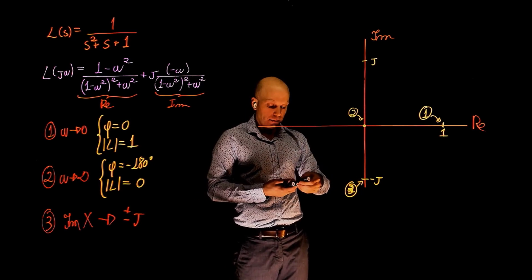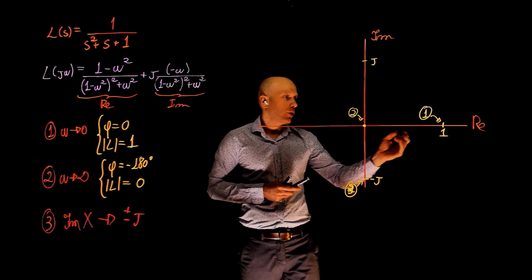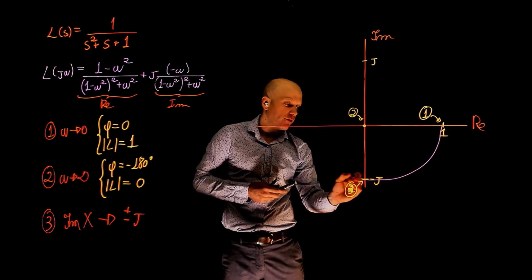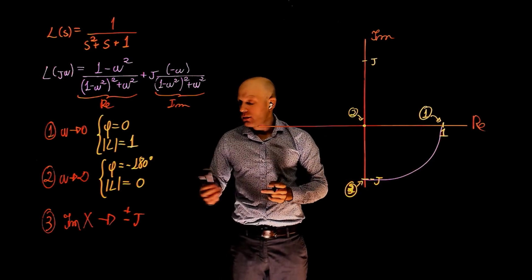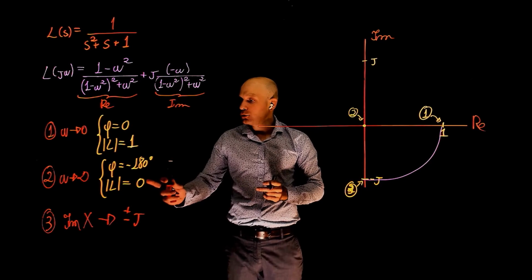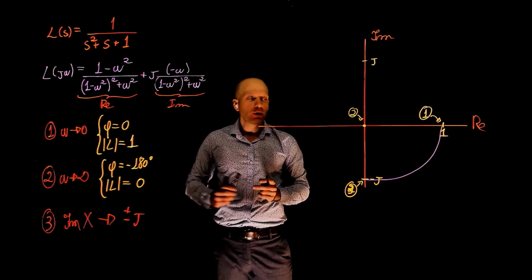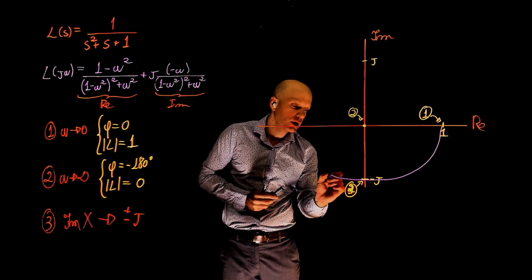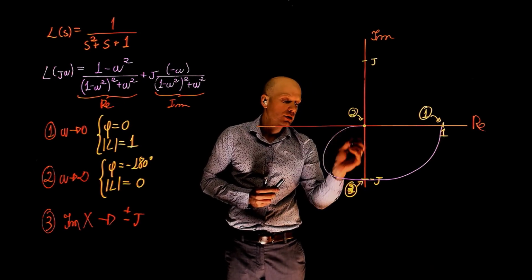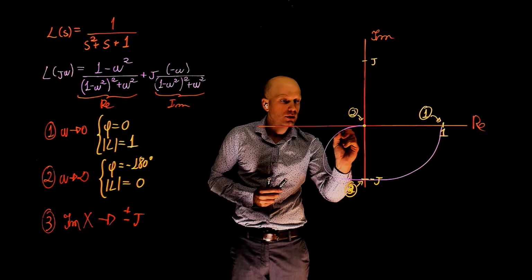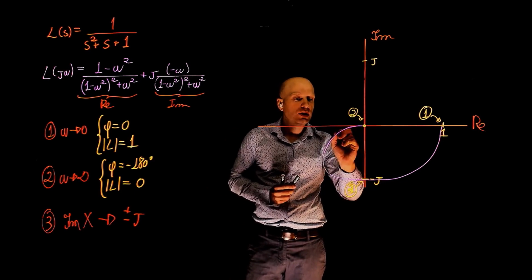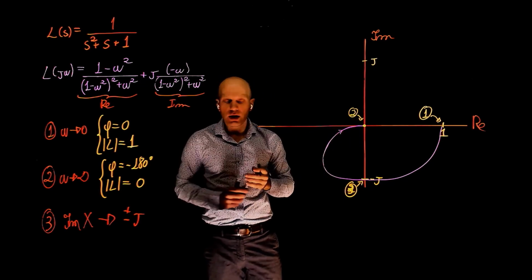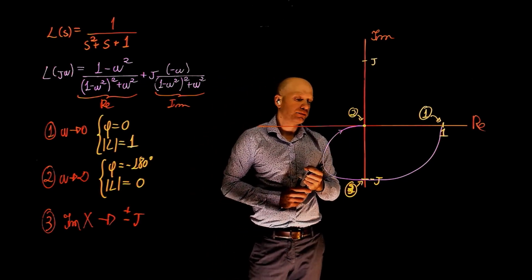And now we can connect them. We can start from 1. We go to negative j, which is the imaginary axis crossing. And now we have to tend to 0 following a negative 180 degree line. So the only solution is that the Nyquist plot will do this. Notice how it tends to 0, and it does so following a negative 180 degree angle.